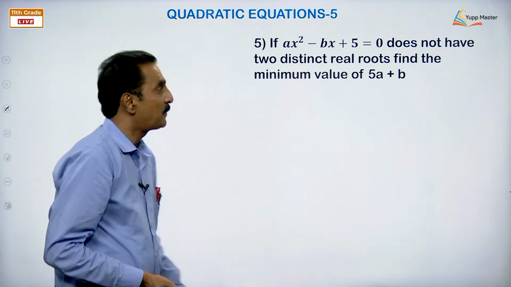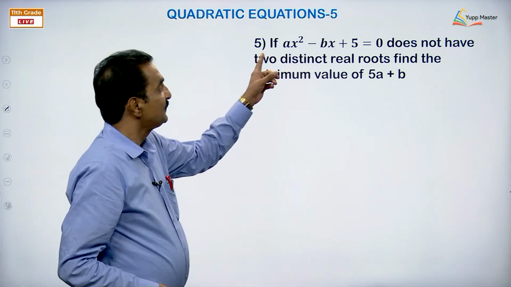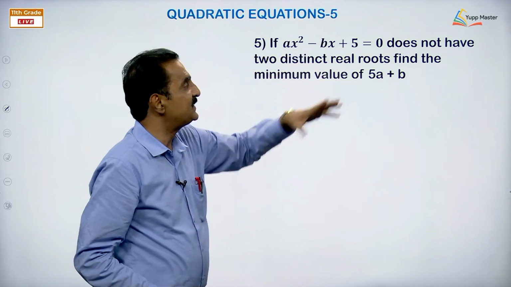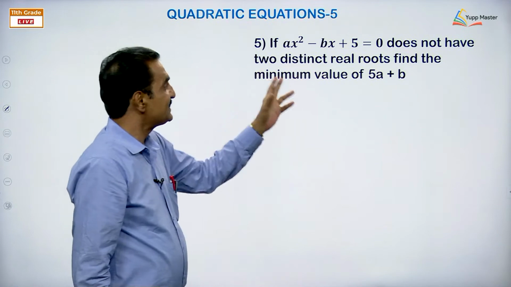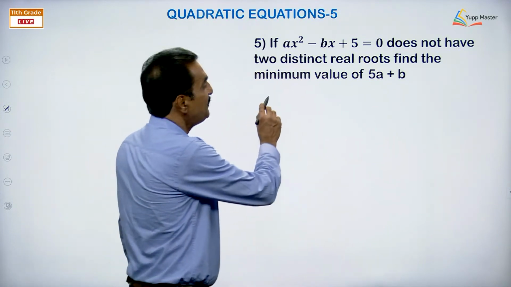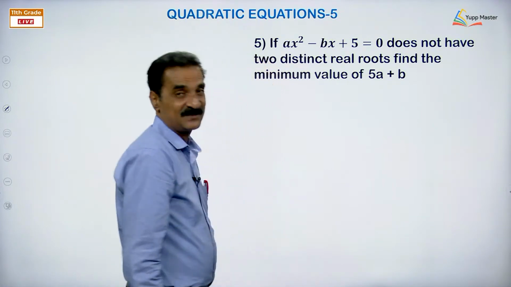Next question. If ax square minus bx plus 5 is equal to 0 does not have two distinct real roots, find the minimum value of 5a plus b.